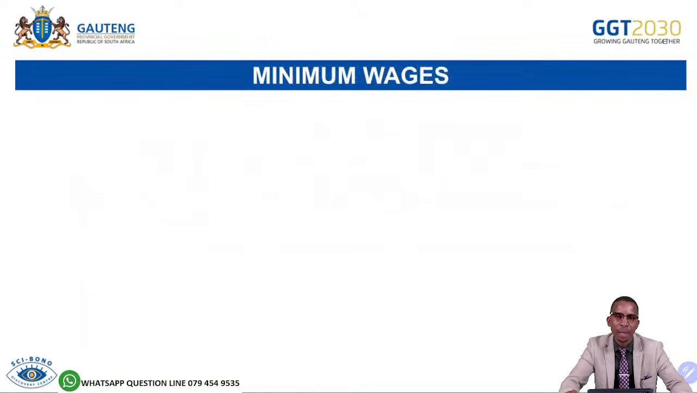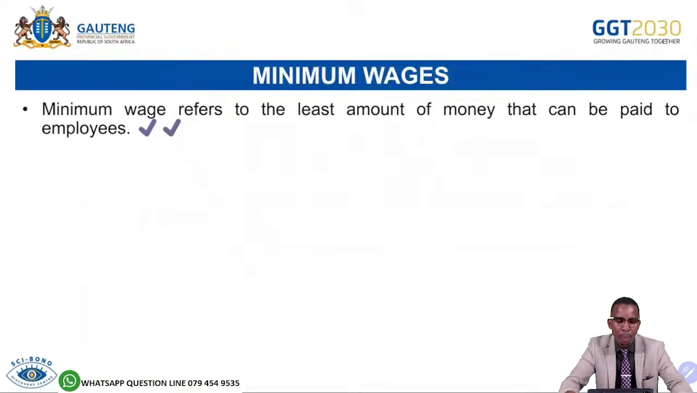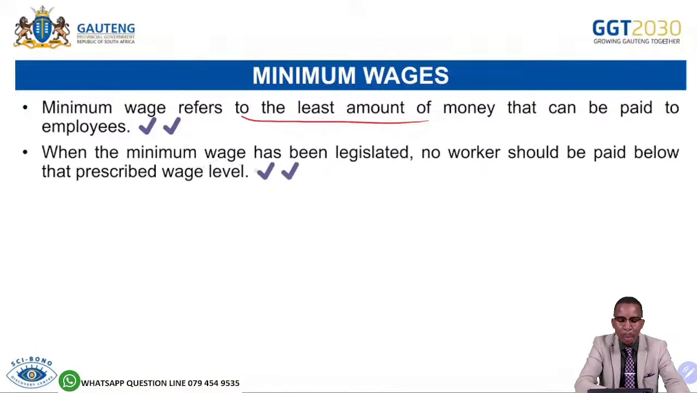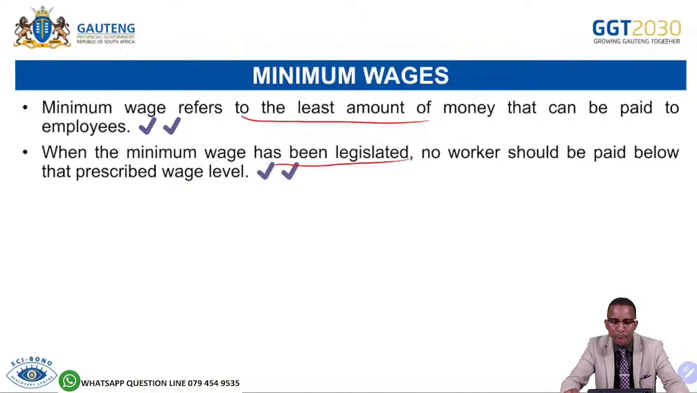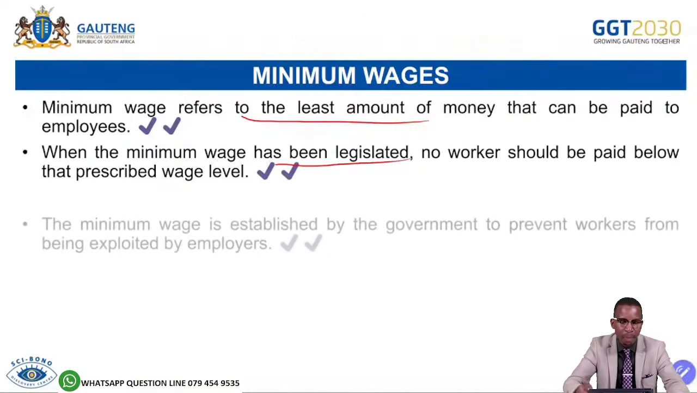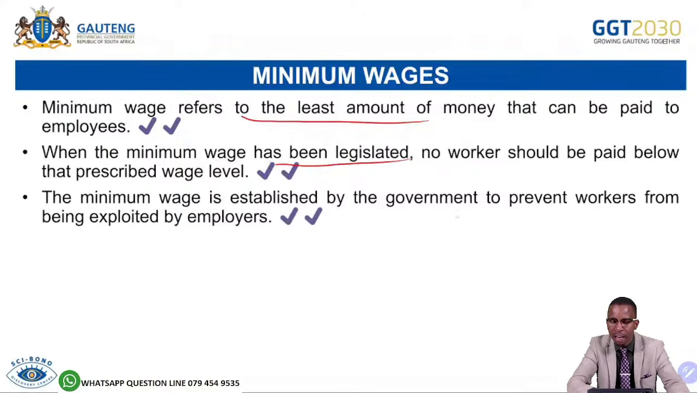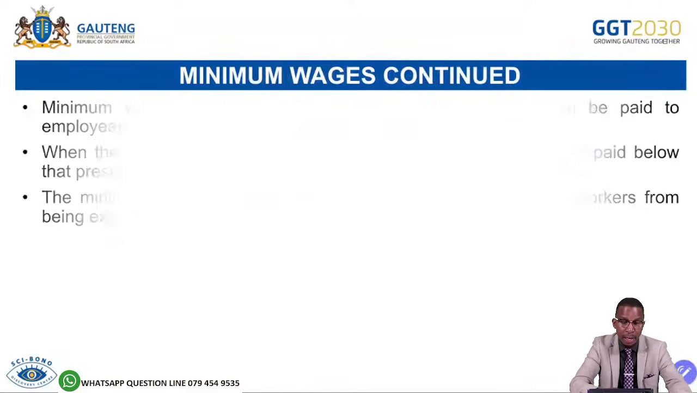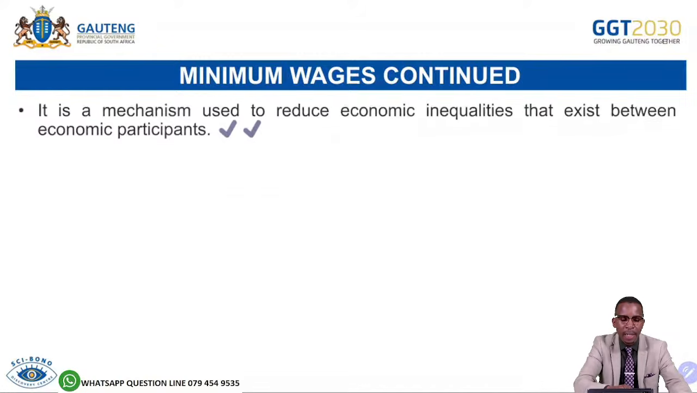Then we continue with the minimum wage. So here, minimum wage refers to the least amount of money that can be paid to employees, meaning the lowest wage that no worker should be paid below in the particular industry. When the minimum wage has been legislated, no worker should be paid below that prescribed wage level. The minimum wage is established by the government to prevent workers from being exploited by employers who happen to do so.